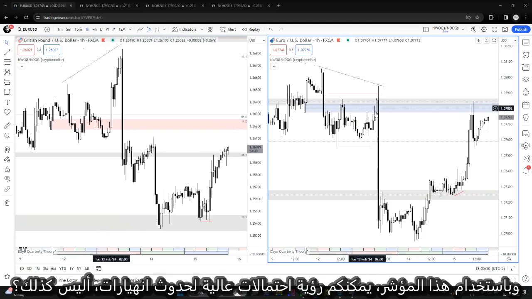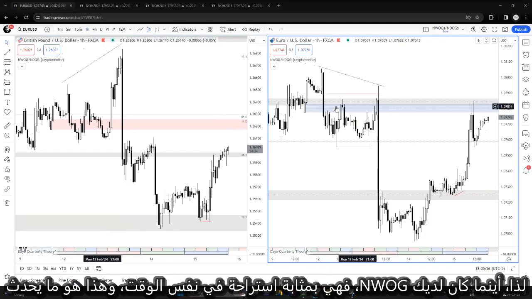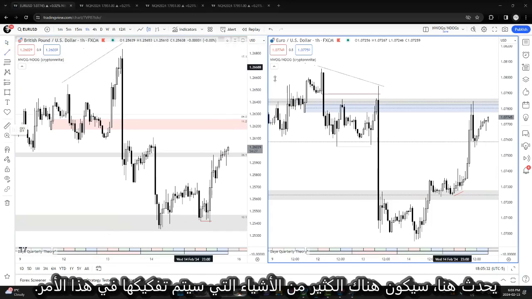And using this indicator, you guys can see high probability breakers, right? So wherever you have a new week opening gap being a breaker at the same time, which is what's happening right here.